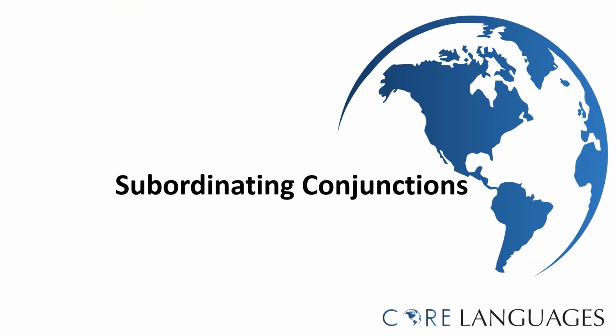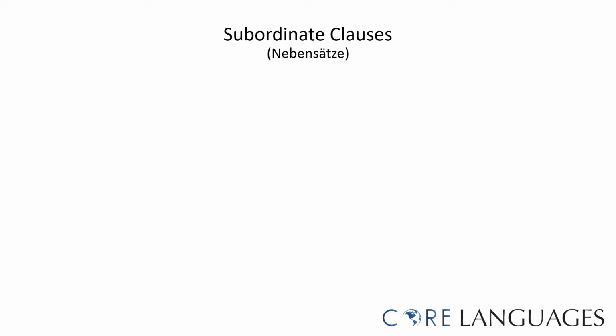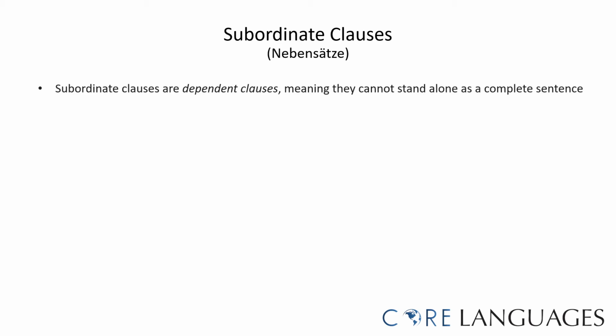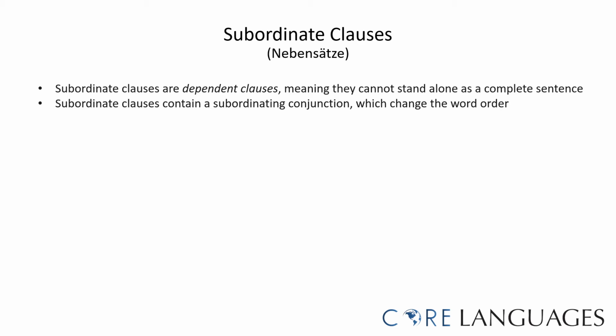Subordinating conjunctions. Subordinating conjunctions are words that link main clauses to subordinate clauses or Nebensätze. Subordinate clauses are dependent clauses, which means they cannot stand alone as a complete sentence. Subordinate clauses contain a subordinating conjunction, which in German change the word order in the subordinate clause.